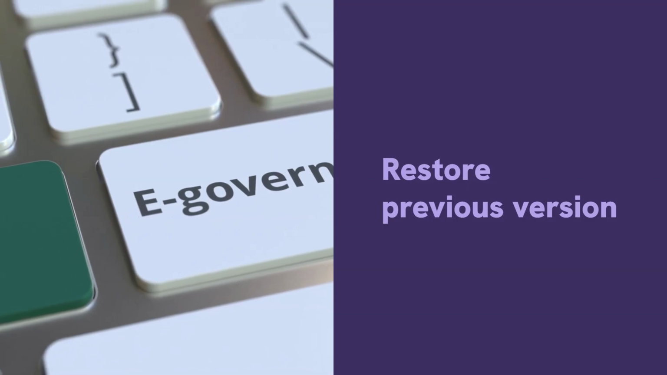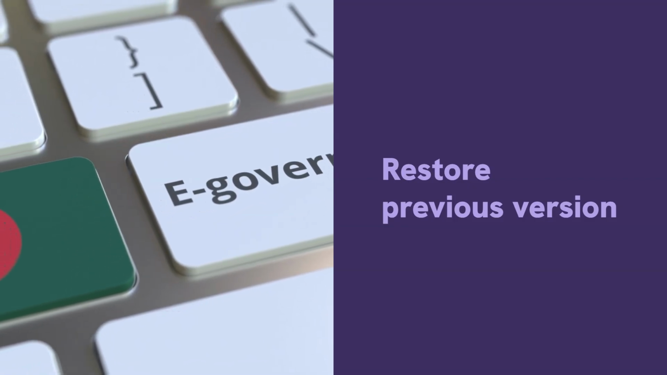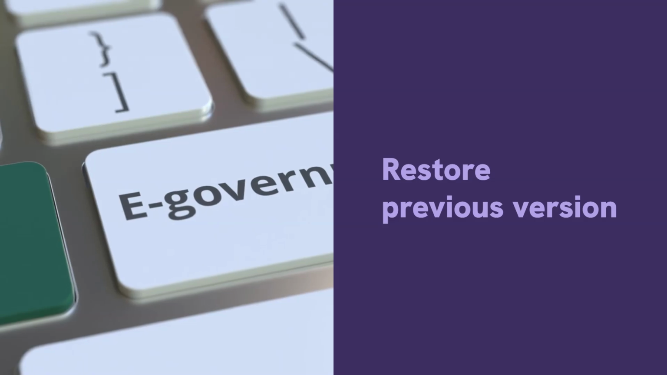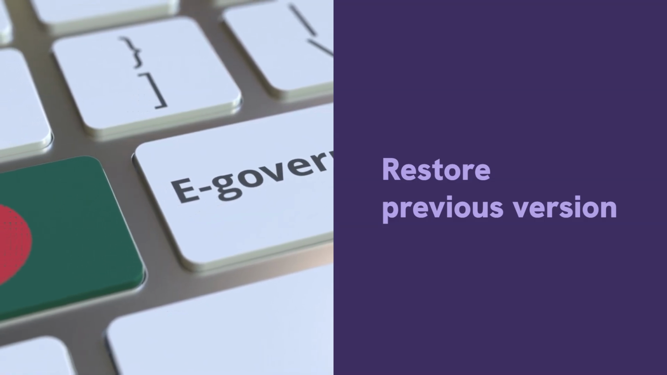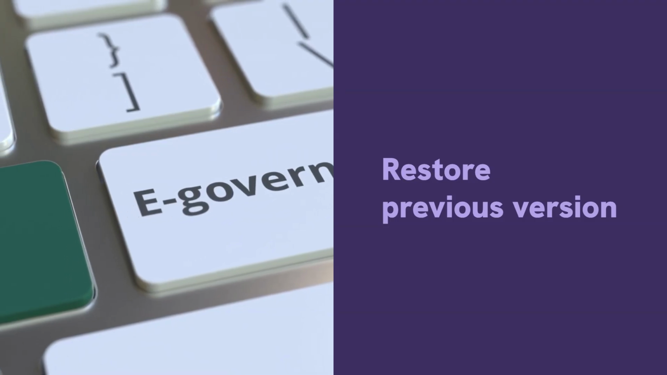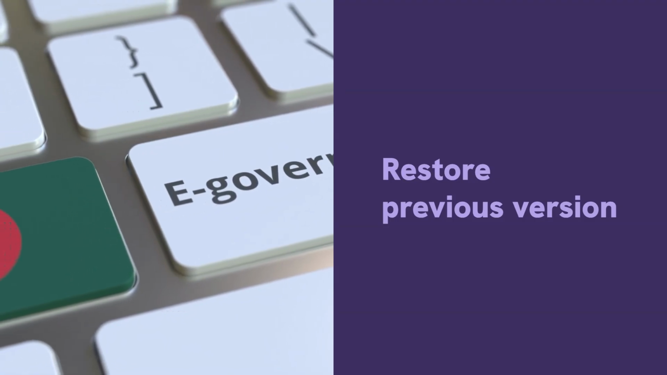A list appears with all previous versions. See who made each change and when. Need to restore an earlier version? Click the drop-down beside the one you want and hit Restore. That's it. Your file returns to how it used to be.